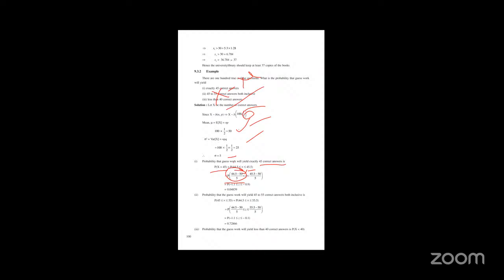So x is 44.5 and mu is 50 as we wrote here, and sigma is 5. That's why we wrote it like this. When we calculate this, it will be minus 1.1, and for 45.5 minus 50 by 5, it is minus 0.9. Then you need to check in the normal distribution table. Then we have the value 0.04839. This is the probability that the guesswork will yield exactly 45 correct answers.